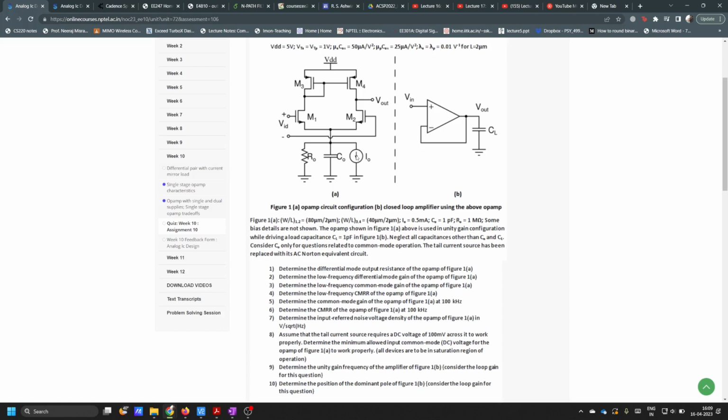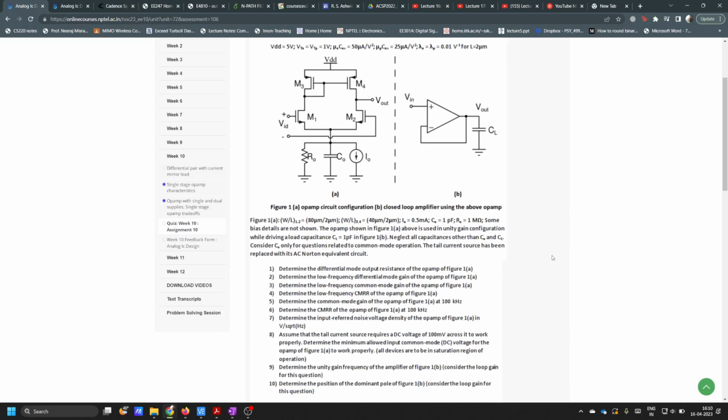In order to find out, we have to do the complete analysis, sir. You have to first break the loop, find the open loop gain, and then find out where the poles are in that. Okay, sir. Yeah.